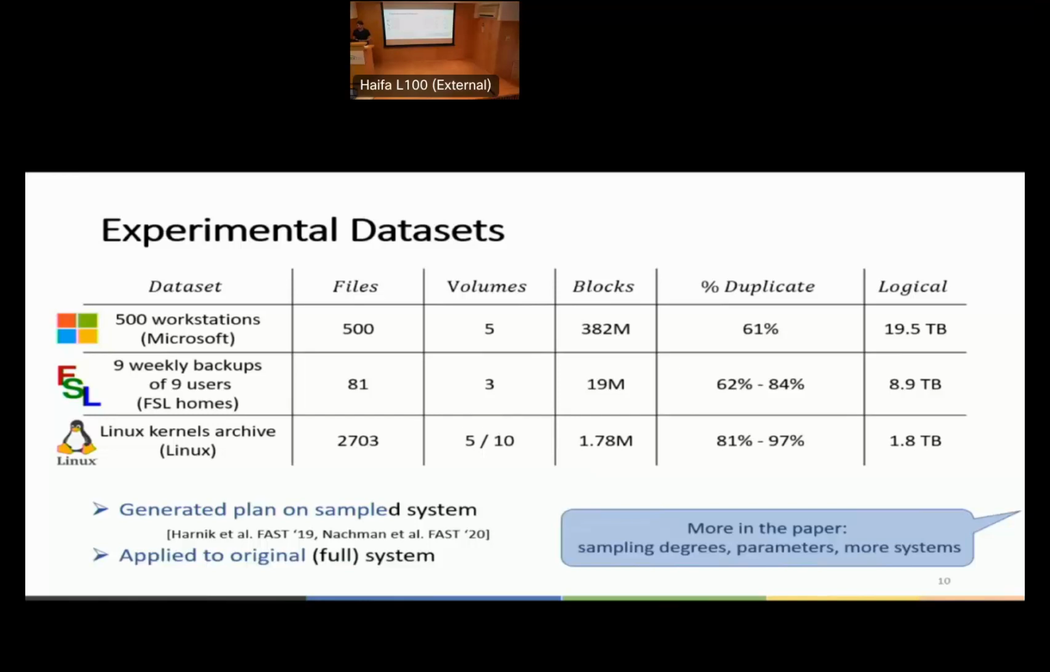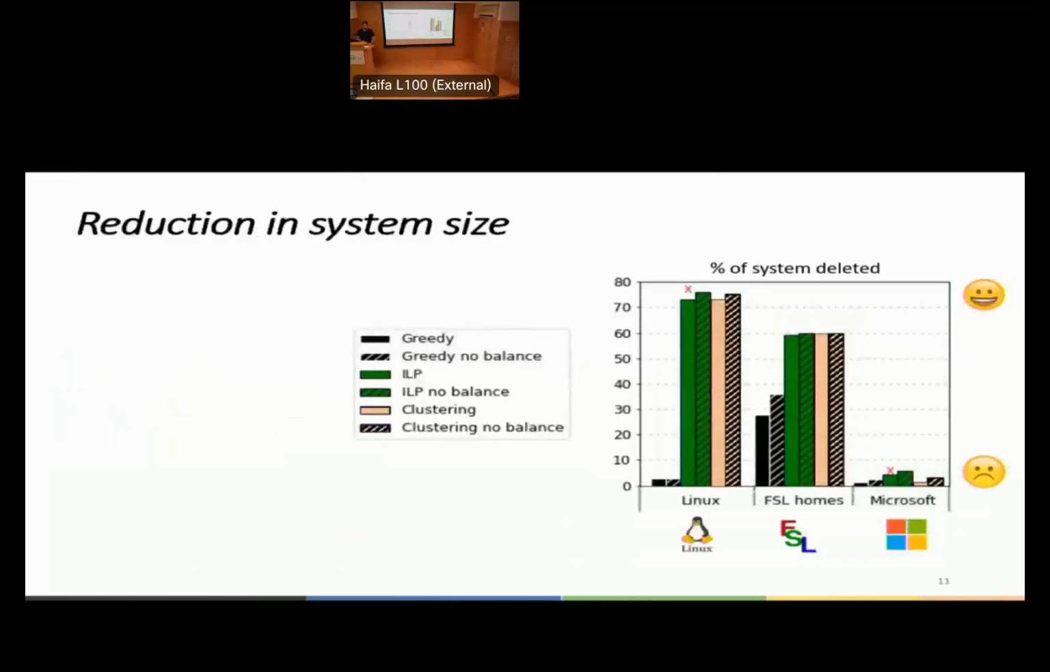In terms of reduction of the system size, here on the x-axis you can see the different data sets, and on the y-axis you can see the percent of the system that was deleted during our migration plan. Here we can also see that we have six different bars. Each approach has two different bars. The striped bar is the approach without the load balancing constraint, and the other bar is the same thing with the load balancing constraint. We want the bar to be as high as possible in order to delete as much as we can.